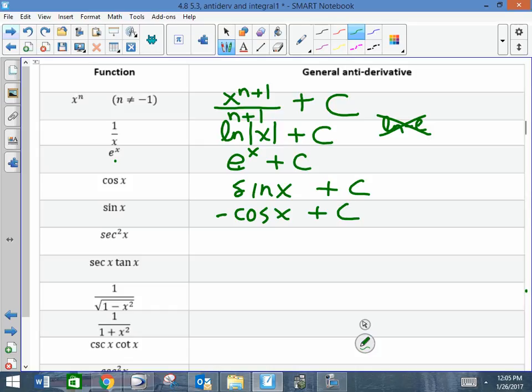Okay. What do we have a derivative of secant squared? Tangent. Awesome. Okay. All right. What do we have a derivative of secant x tangent x? Nice. These are all ones that you just got to remember. The derivative of secant is that, derivative of tangent is that.